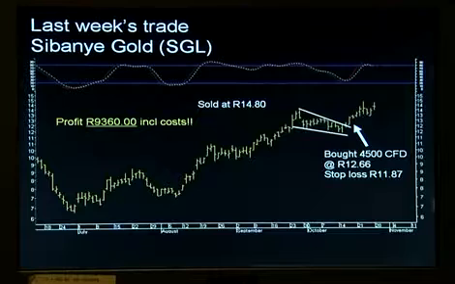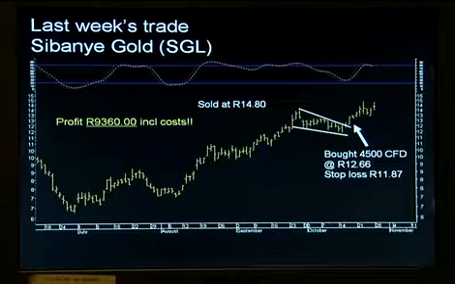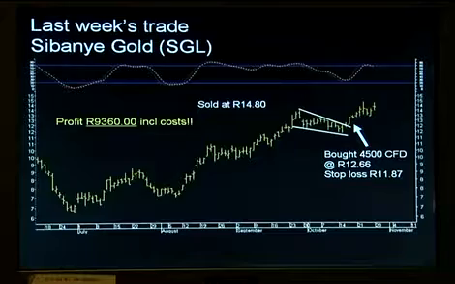But I just felt that at that stage we had had quite a nice sharp move. We'd had the good news that had come out in terms of the earnings expectations, and to me, I felt that was a good enough catalyst to bank the profit and take what was a good trade. So we made 9,360 Rand after costs on this one, which was about 2.5 times more than what we had risked on this trade. Our risk here was about 3,500 Rand. So it's a good risk to reward ratio of about 2.5 times to 1.